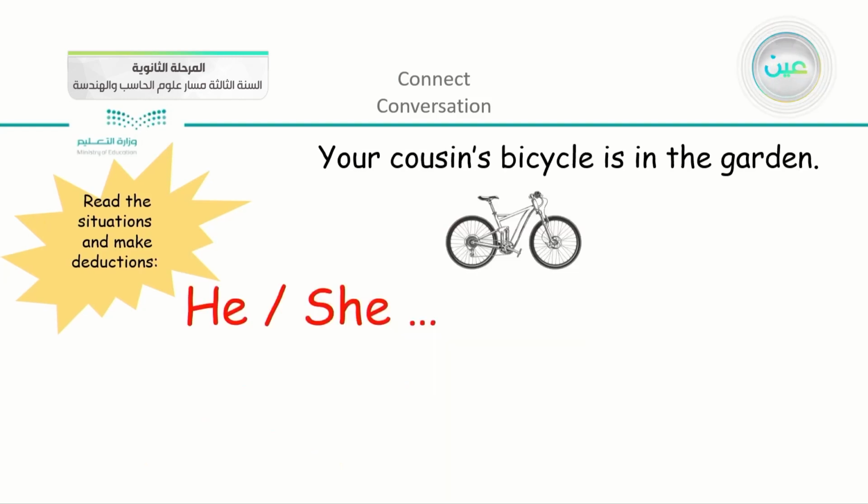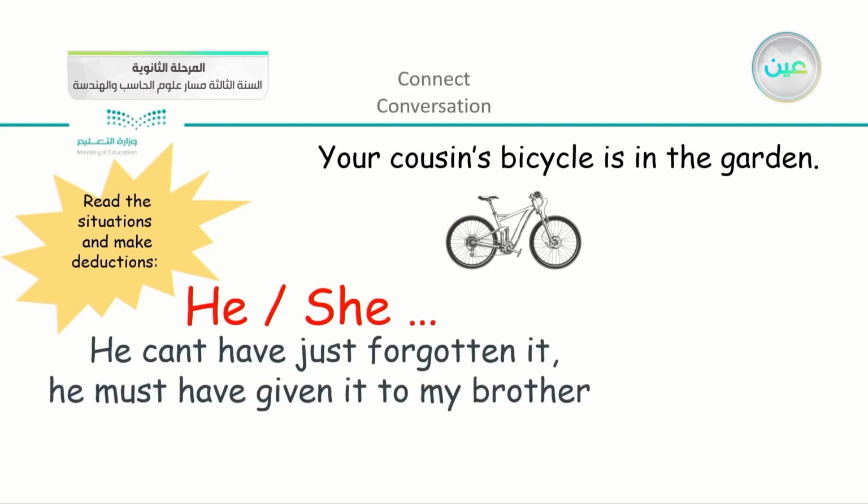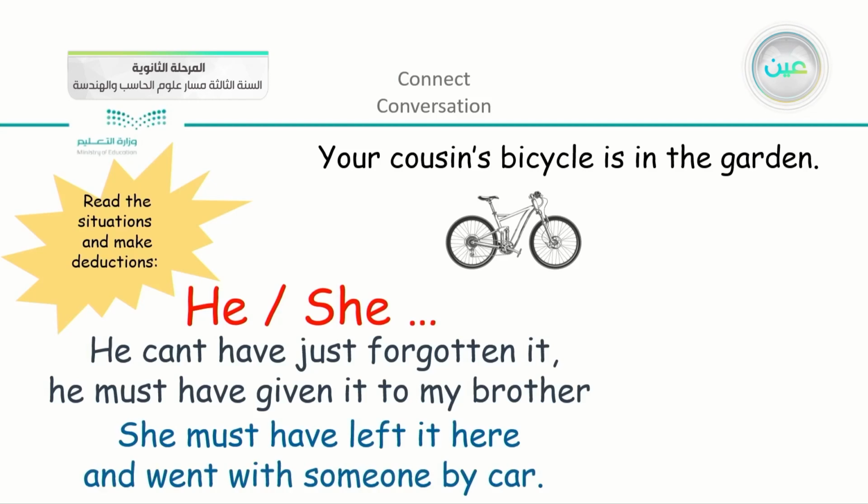Moving on. Your cousin's bicycle is in the garden. Now, my cousin can be a girl or a boy, so we have here he or she. He can't have just forgotten it. He must have given it to my brother. And we can have another sentence, she must have left it here and went with someone by car. So these are different examples. Now you can have maybe even better examples or deduction phrases in mind.